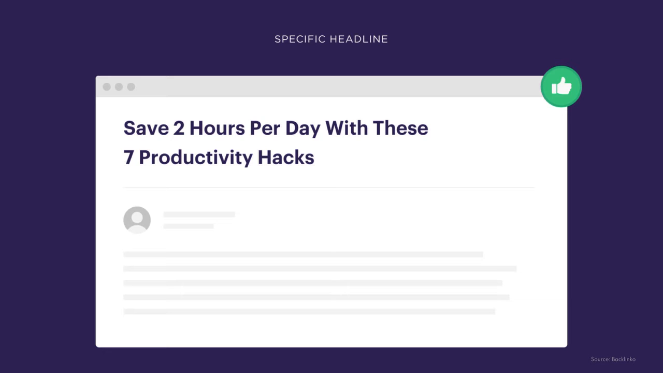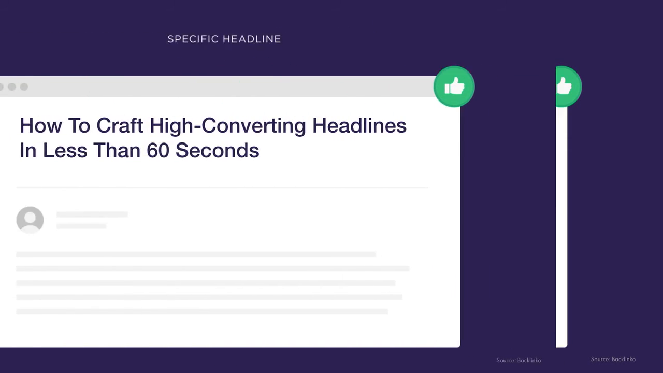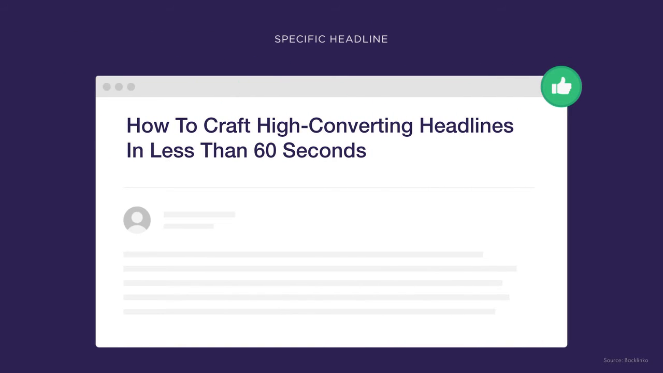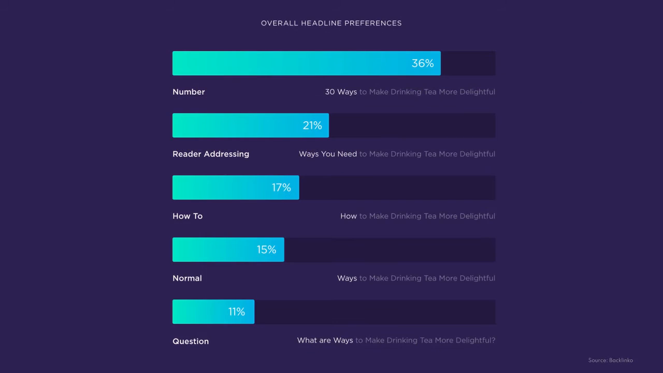So this is a headline for one of the articles and it is clearly showing that the content is useful, unique and specific. Here is another example. This is how to write a super specific headline. Now let me tell you some headline preferences.